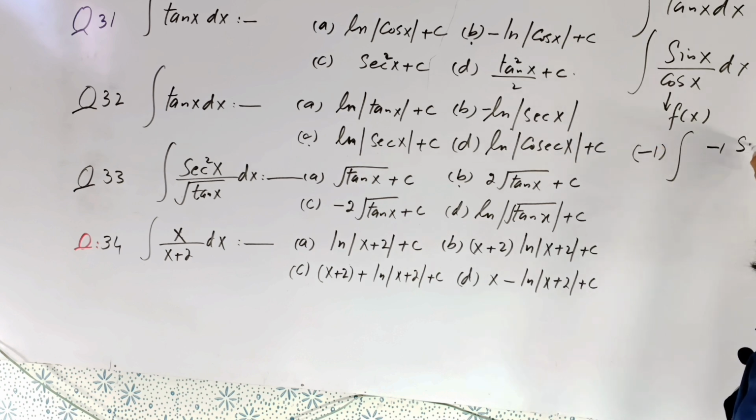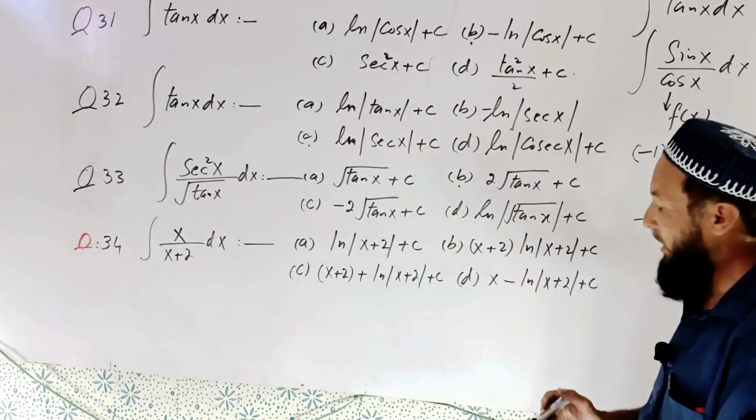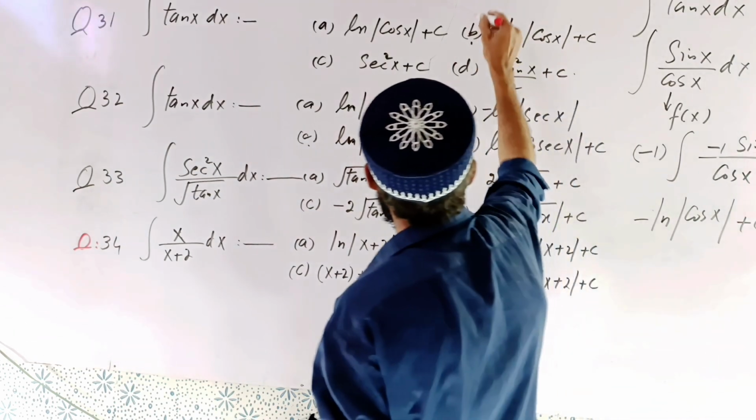Minus 1 we can write multiplied, so minus 1 times minus 1 gives plus 1, and the integral of minus sin x divided by cos x dx. Now the function and its derivative are available. So we can write minus log of cos x plus c. This is the formula. So here the answer B is the correct option.